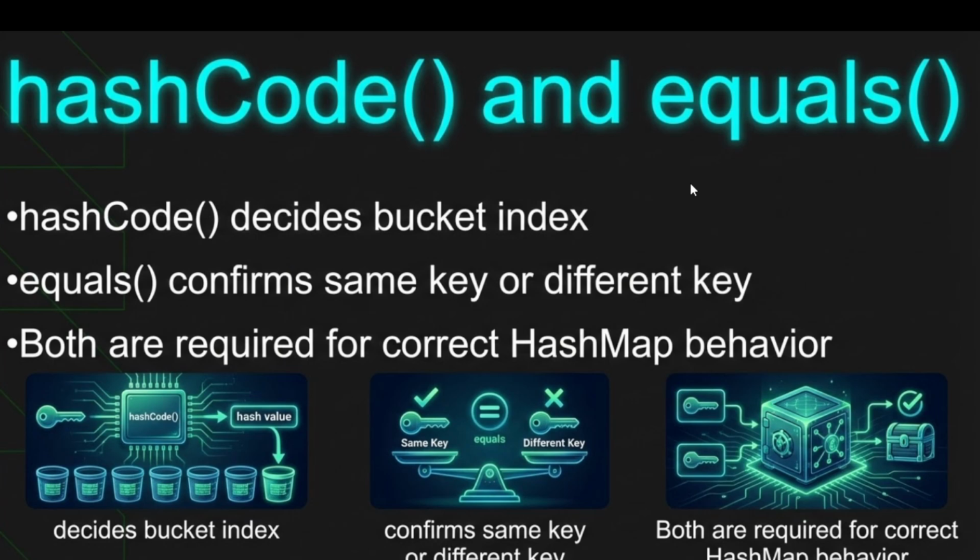The hashCode and equals. The hash code is the decider of the bucket index, and equals confirms whether it is the same key or a different key, to eliminate duplicates. Both are definitely required for correct HashMap behavior. The key generates a hash code, and this hash value decides the bucket index. Then the equals method confirms whether this key and whatever was added into the map are the same or different, by comparing the data. Why? Because the key should not be duplicated. That is the reason equals plays a major role here. Both are required for correct HashMap behavior.